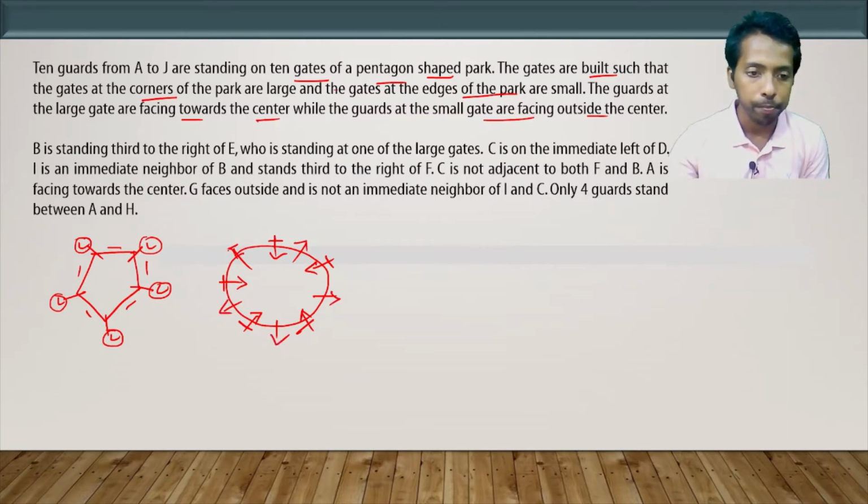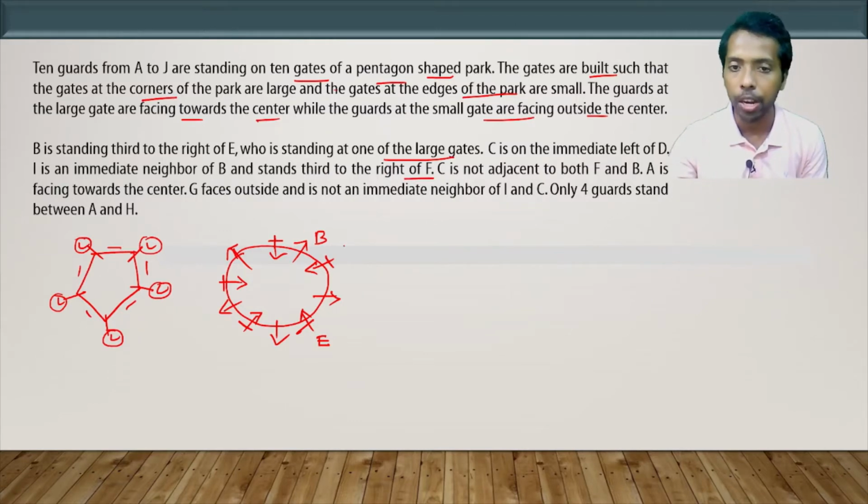Okay. B is standing third to the right of E, who is standing at one of the large gates. So this is supposedly the large gate for E. B is standing third to the right of E: 1, 2, two gaps would be there. So B can be here. C is on the immediate left of D, leave it. I is an immediate neighbor of B and stands third to the right of F. So I can come in either of two positions, here and here as well. So immediately we will follow the second case as well. So here's the second one.